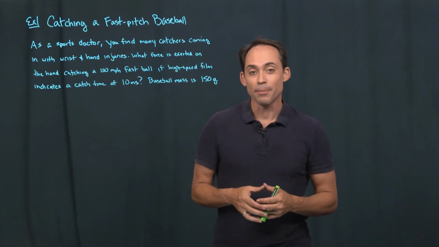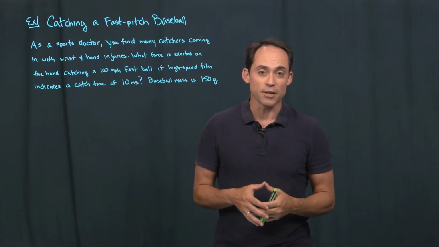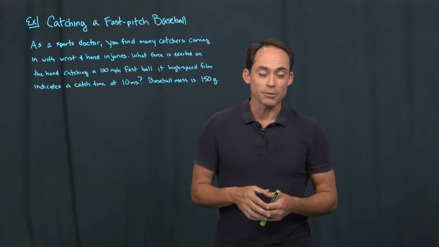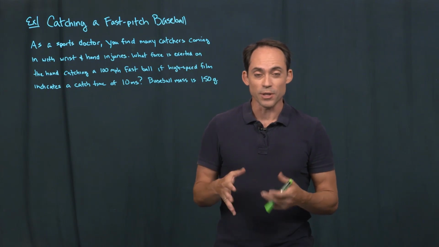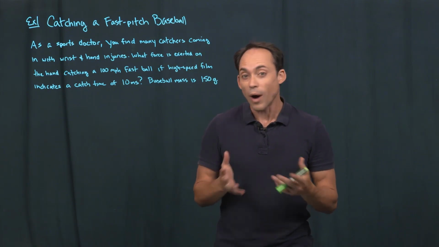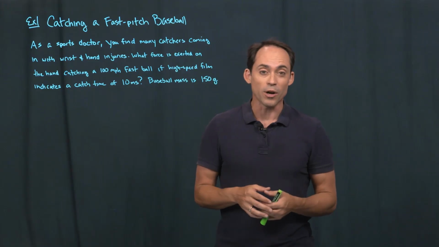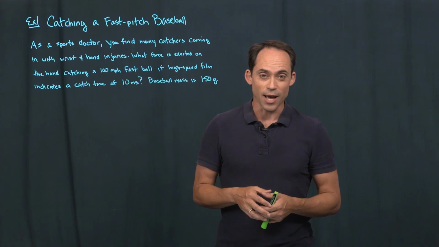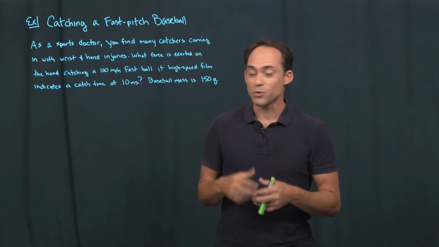Let's start with an example from sports and look at injuries that happen in the sport of baseball. If you're a sports doctor, you might notice that a lot of catchers are coming in with wrist and hand injuries. To inquire about what's going on, you may want to figure out the forces involved on the hand in the act of catching fast pitch balls. This is the sort of question we can ask.